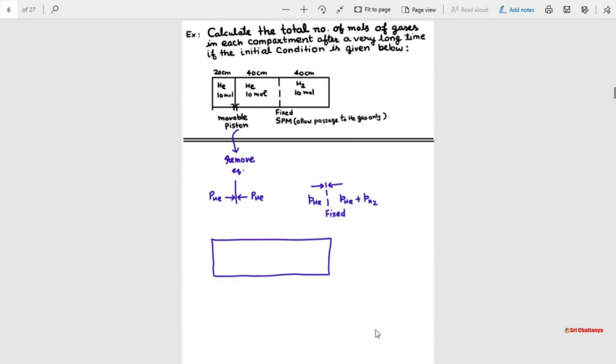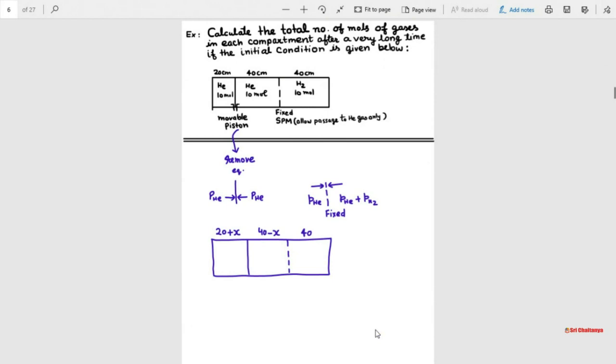So definitely this piston will move to the right hand side because the volume is less, so pressure will be more. So suppose it is moving on the right hand side. Initially the length was 20 centimeter. Now the length becomes 20 plus x centimeter. This is a fixed semi-permeable membrane, so it is not going to move, right? So here what is happening, due to movement of this, the length is going to decrease. So initially it was 40, now it will be 40 minus x, and this will remain the same. On the right hand side it will remain 40 centimeter because this is not moving.